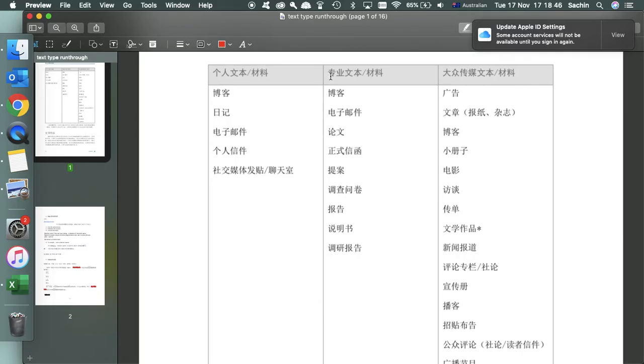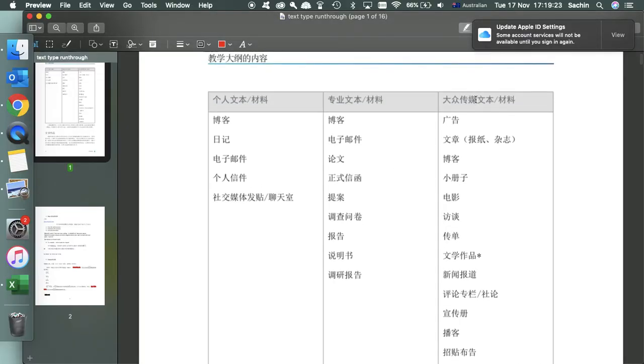And then in the second category, we have professional text types, 专业文本. So here we've also got Boke, we also have 电子邮件. Then we have 论文, which is a discussion. Then this one, 正式信, is a formal letter. And then we have something like a 报告, an announcement, 说明书, an explanatory document. These ones and also the public media text types are going to be more formal than your personal ones.